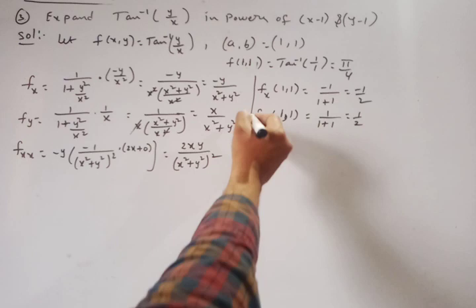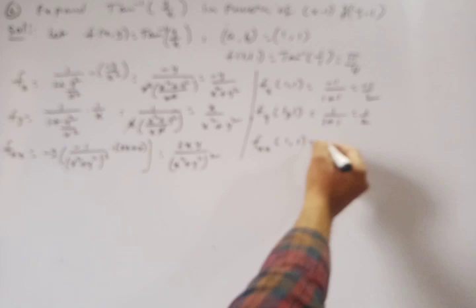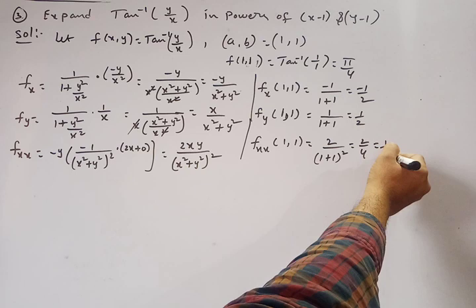So where we have to calculate? At 1 comma 1. If I substitute 1 comma 1, 2 into 1 into 1 is 2, by 1 square plus 1 square is 1 plus 1 whole square, 2 by 4 will give you 1 by 2.